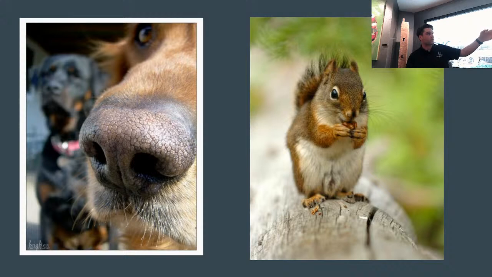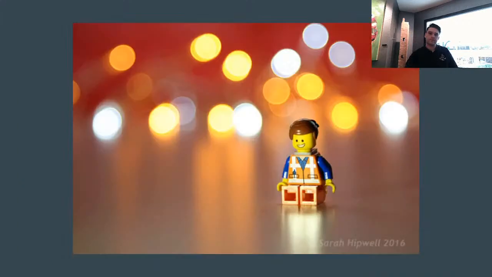So the dog's nose is in the foreground of our left photo, and the squirrel, and it looks like his nut, on the right photo. And this is something that aperture would give us control over. Another great example, Mr. Emmett.